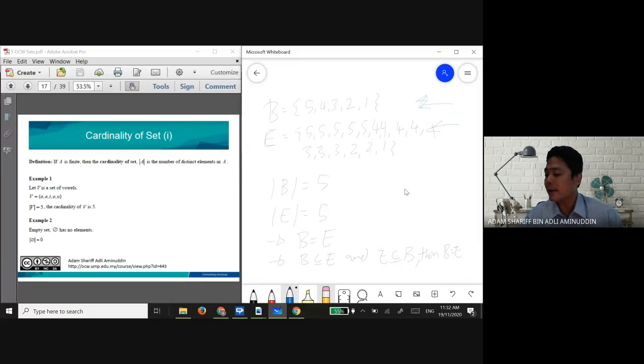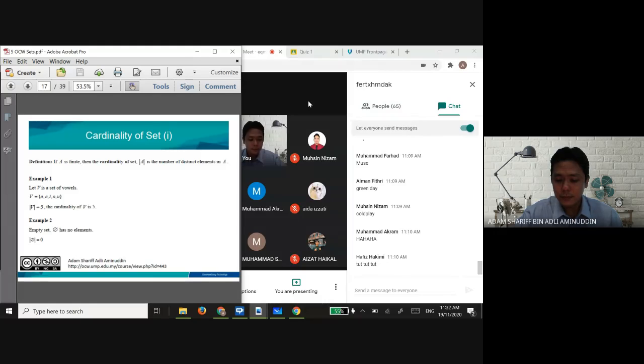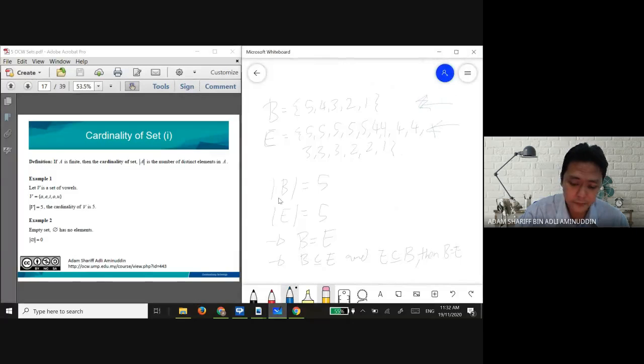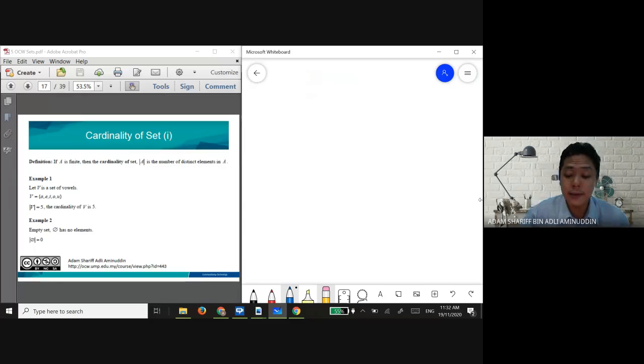Ada soalan setakat ini? Okay, still okay. Cardinality of empty set of course is 0. Empty set, the cardinality is 0 because empty set does not contain any element.